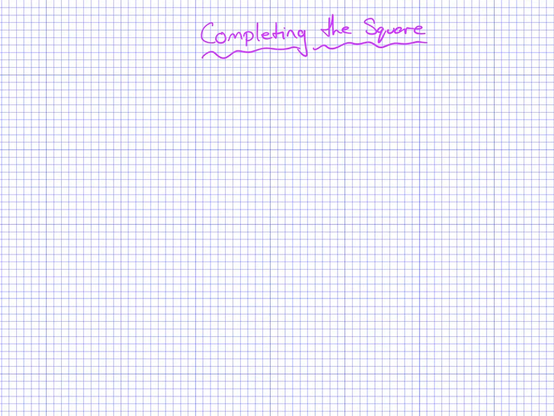Alright, welcome to the last video for this week on completing the square. Completing the square is the name that we give the process where we convert a quadratic from this form into this form. By now you should know that this form tells us the location of the turning point.